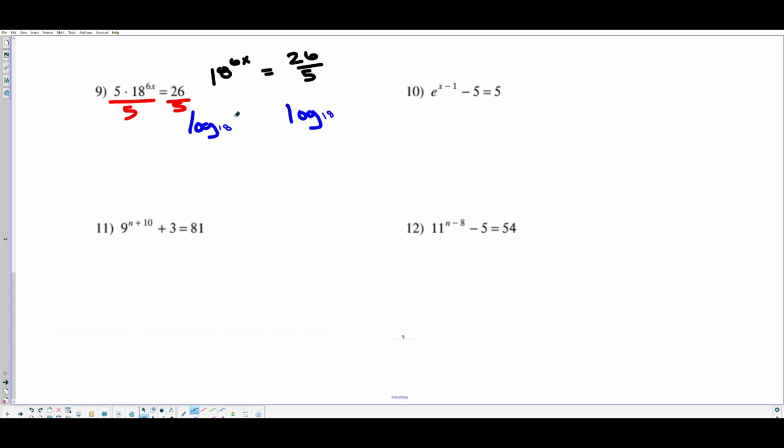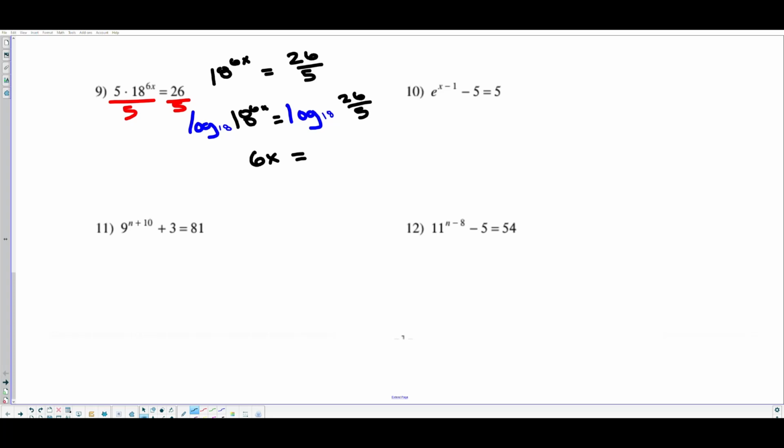So log base 18 of 18 to the 6x power is going to equal log base 18 of 26 over 5. After we apply that, we're going to get 6x on the left hand side, and then on the right hand side, we'll do a change of base. We'll do this change of base with log of, and you're going to put in the fraction unless you want to put in the decimal that you use. I believe it was 5.2 or something.